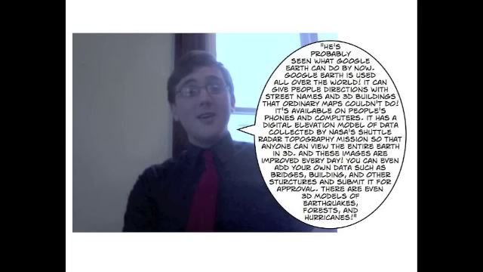Google Earth is used all over the world. It can give people directions with street names and 3D buildings that ordinary maps couldn't do. It's available on people's phones and computers. It has a digital elevation model of data collected by NASA's Shuttle Radar Topography Mission so that anyone can view the entire Earth in 3D. And these images are improved every day. You can even add your own data, such as bridges, buildings, and other structures, and submit it for approval. There are even 3D models of earthquakes, forests, and hurricanes.